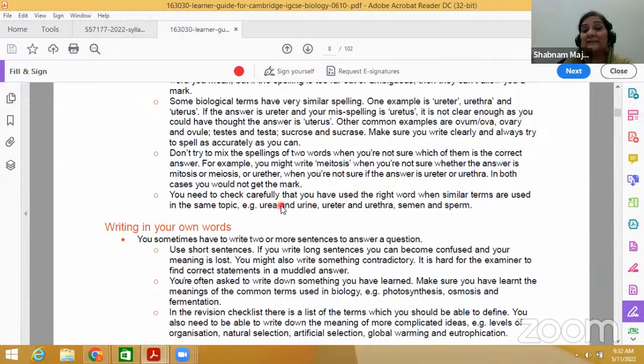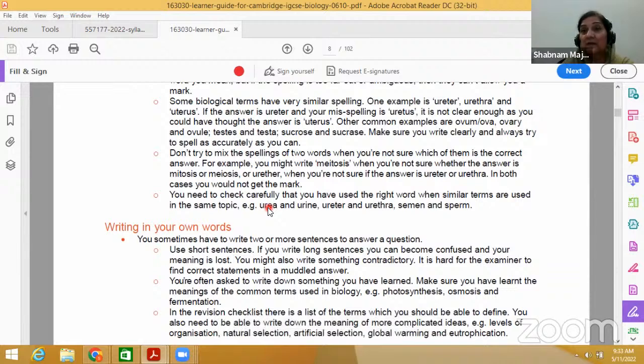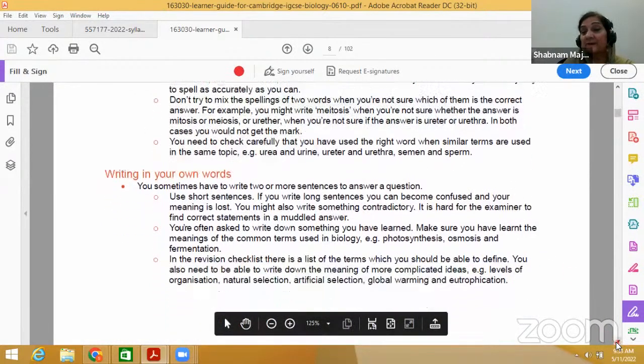You need to check carefully that you have used the right word, especially when similar terms are used in the same topic, for example urea and urine, ureter and urethra, semen and sperm. Now, urea and urine are totally different. Urea is formed as a result of the breakdown of protein, which cannot be stored. It is formed in the liver and removed by the kidney in the urine. Ureter is a human urinary system part. Urethra is also a human urinary system part. Semen gives nutrition to the sperms. Sperms survive in the semen, it's the fluid in which sperms survive.